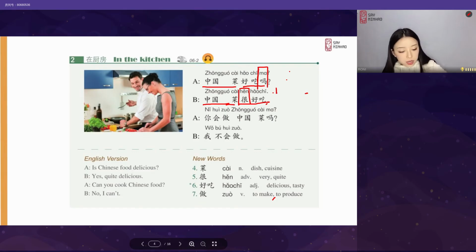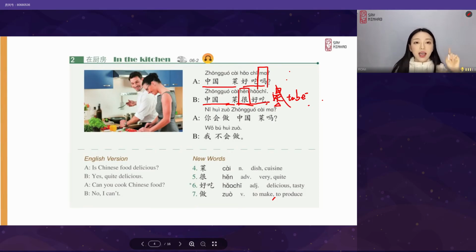We can see in this sentence there are no verbs here, right? Some people like to put 是 here because 是 means to be, right? And in English, Chinese dish is delicious. There is an is here. So some students like to put 是 inside, but there is no need to put it, okay? No need. Just say 中国菜很好吃, very delicious.